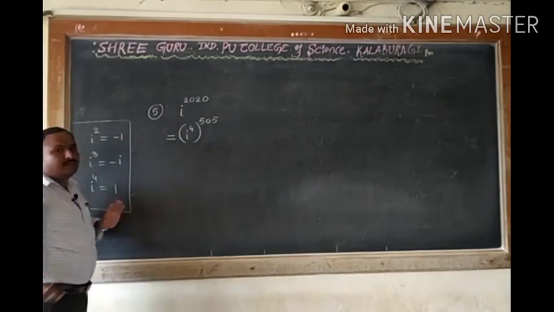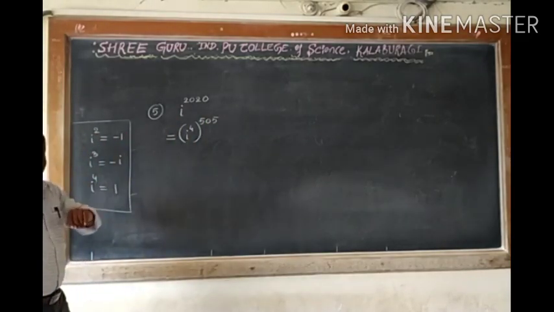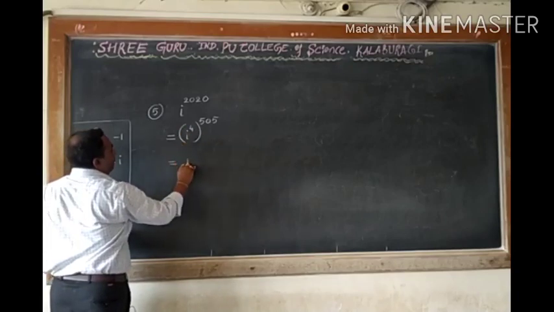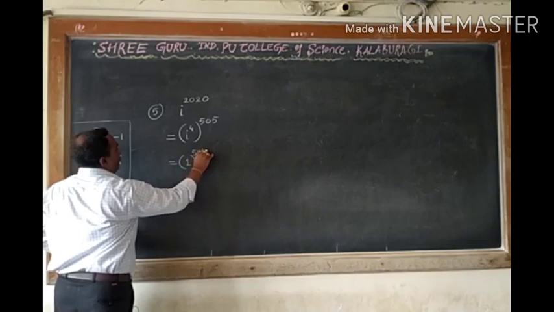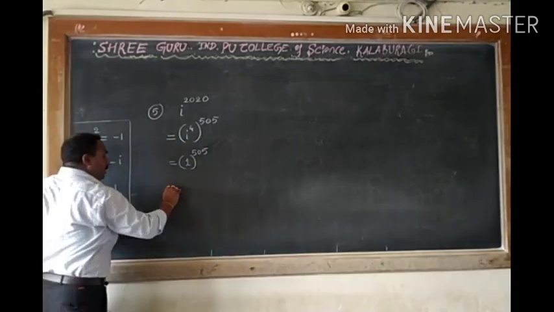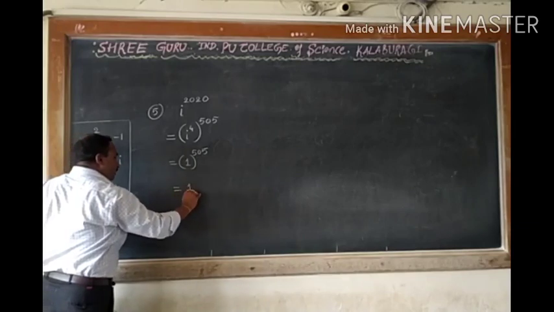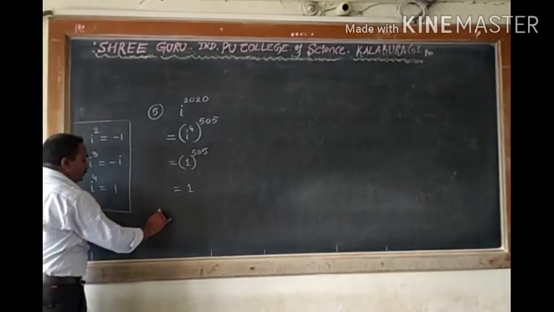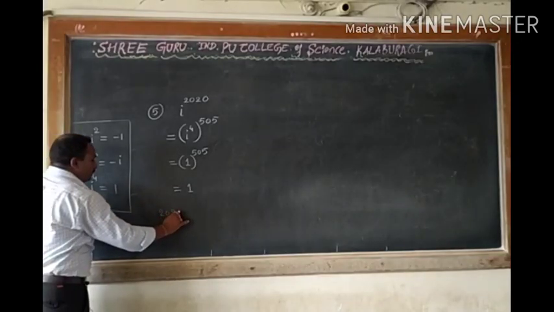Round the number, that is i power 4 is always 1. I power 4 always 1, and 1 to the power any number is 1. Clear?